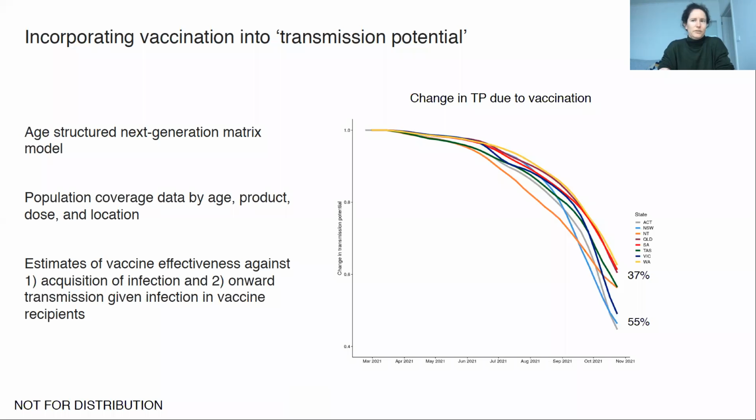So to do that, we use an age-structured next generation matrix model and our coverage data by age, product, dose, and location. By location, I mean just state or territory. And estimates of vaccine effectiveness against both acquisition of infection and onward transmission given infection in vaccine recipients. And so the plot on the right is showing estimated change in transmission potential due to vaccination over time.